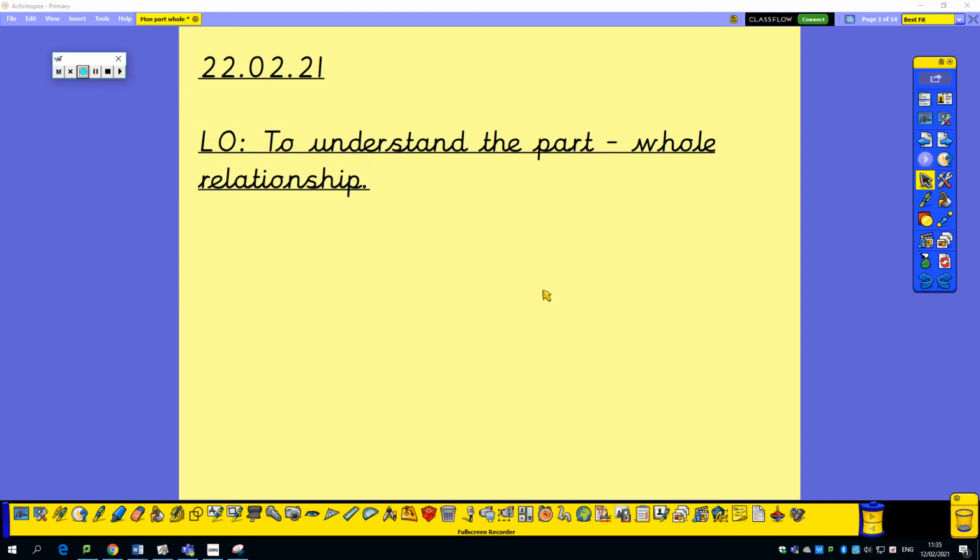Hi Year 3 and welcome to your maths lesson for today. So we are starting a whole new block of learning this term, and our learning in maths this term is all about fractions. It's been a while since you've done any fractions learning, so we're going to go right back to basics, and today our learning objective is to understand the part-whole relationship.